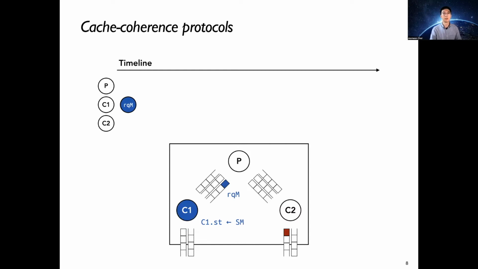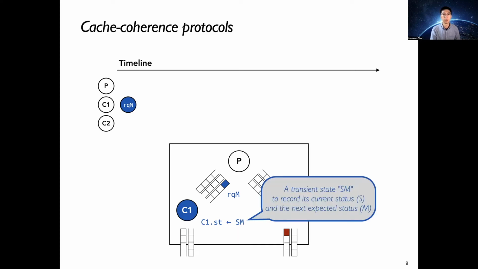When C1 handles the blue store request, it does not have enough permission to write the value, since the status is S. In this case, it makes a request to the parent P with the RQM message presented here to get the M status. At the same time, it changes its status to a so-called transient state SM to record its current status S and the next expected status M.